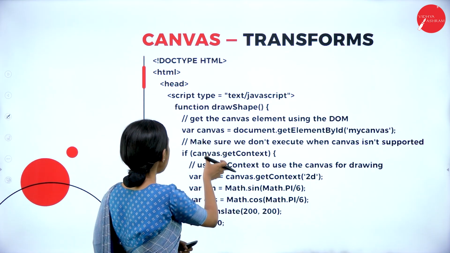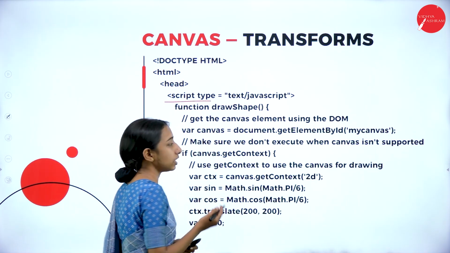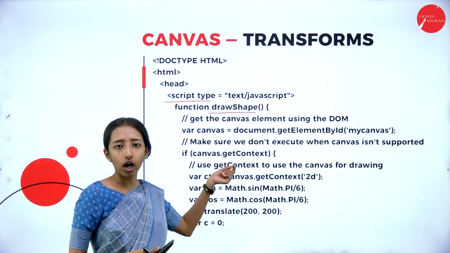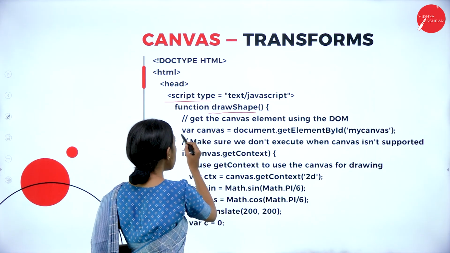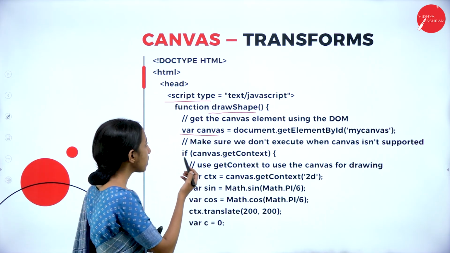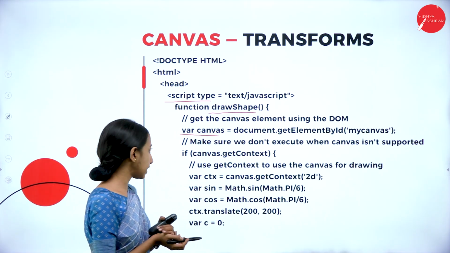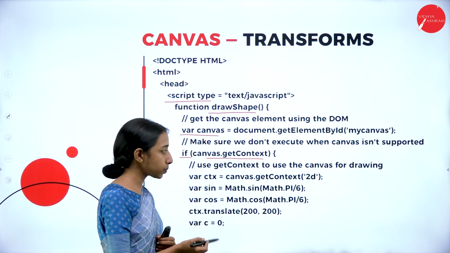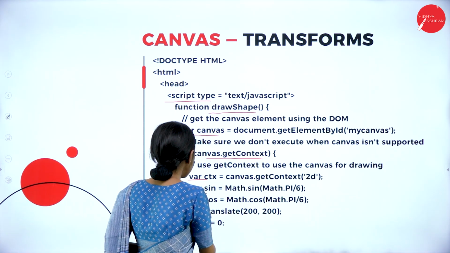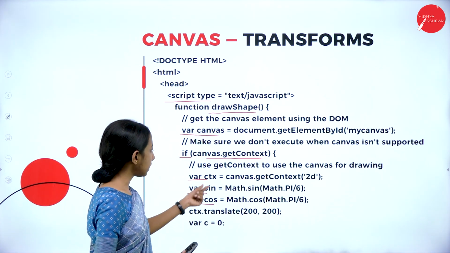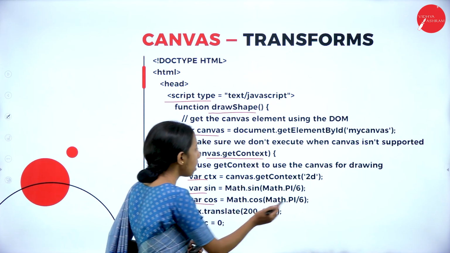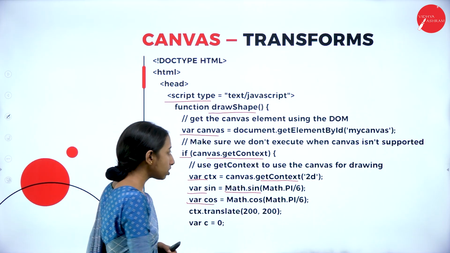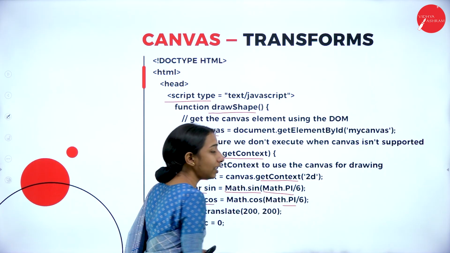Here you can see I have taken a script with type JavaScript, and a function draw shape. So our function is called draw shape, and next I have taken one variable, the canvas, with get element by id my canvas, and if canvas dot get context matches the condition, then you will have three variables: ctx, sin and cos. So here it will get the context, and I am using the mathematical sin and cos with the pi value divided by 6.